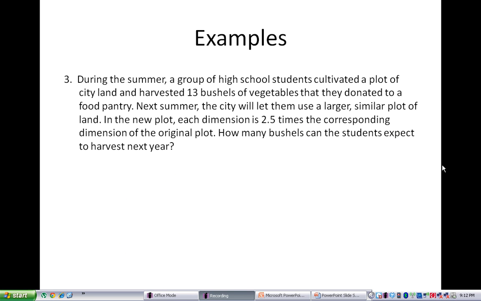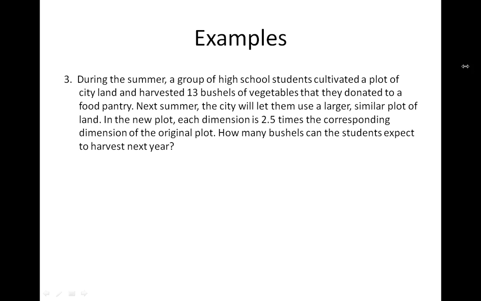We can also use this to predict yield. In this example, we have a group of high school students who have cultivated a plot of city land, and they managed to harvest 13 bushels of vegetables that they then donated to a food pantry. Next summer, the city is going to let them use a larger, similar-shaped plot of land.